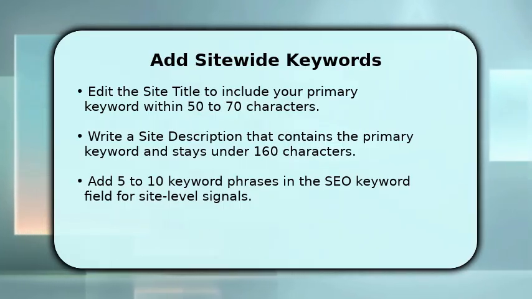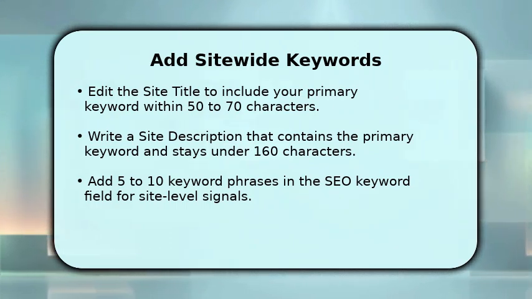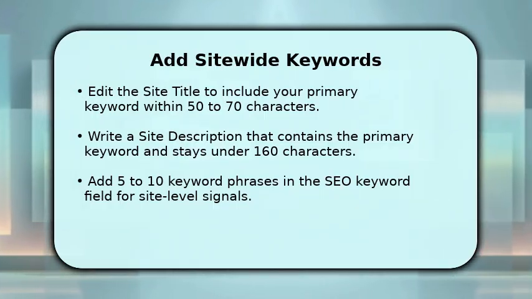Add 5 to 10 keyword phrases in the SEO keyword field for site-level signals and broader relevance. Customize the homepage URL slug to include a keyword when appropriate and enable Google indexing. Use Wix Preview to check title and description on mobile and desktop.